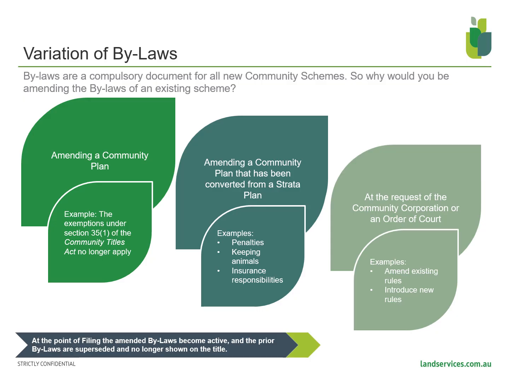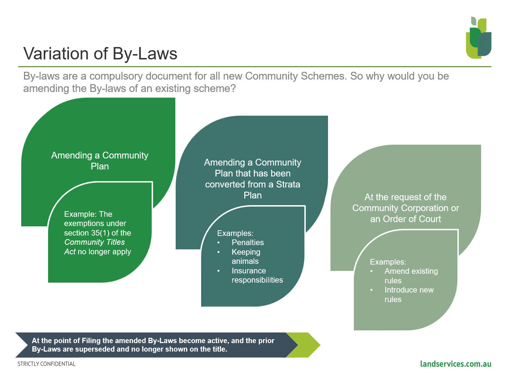Examples of differences under the Community Titles Act that may wish to be amended include setting out the penalties for breaching the bylaws, as these do not apply under Schedule 3 of the Strata Titles Act, to allow the keeping of animals, or for the assignment of insurance responsibilities to the community corporation.